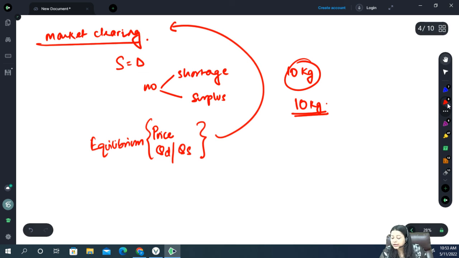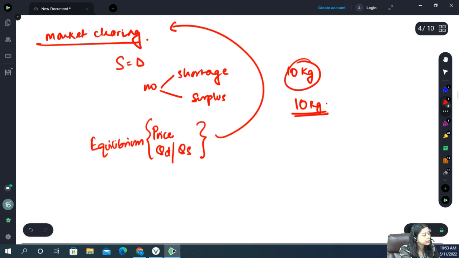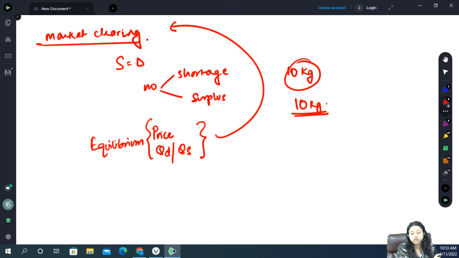Now, how do we find out what will be the equilibrium price and equilibrium quantity? For this, we'll need the demand equation and the supply equation. So we have done both the demand equation and the supply equation in our previous class, right?